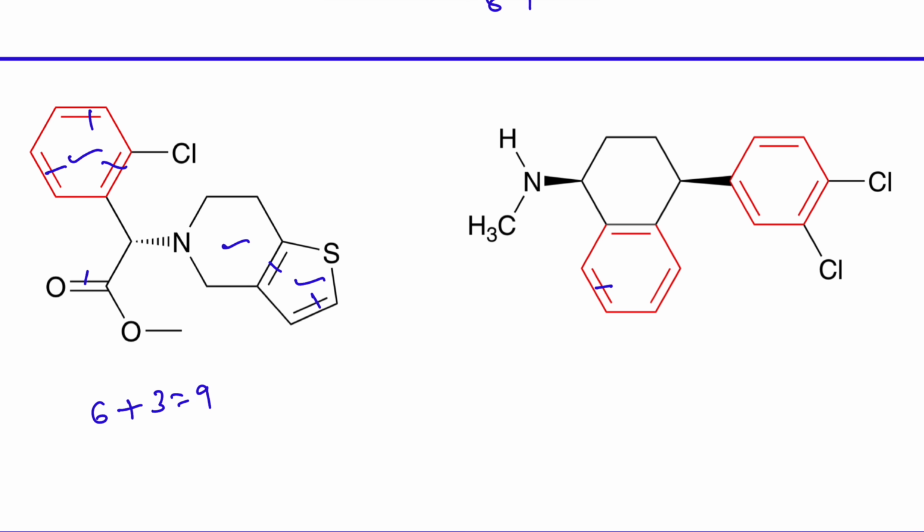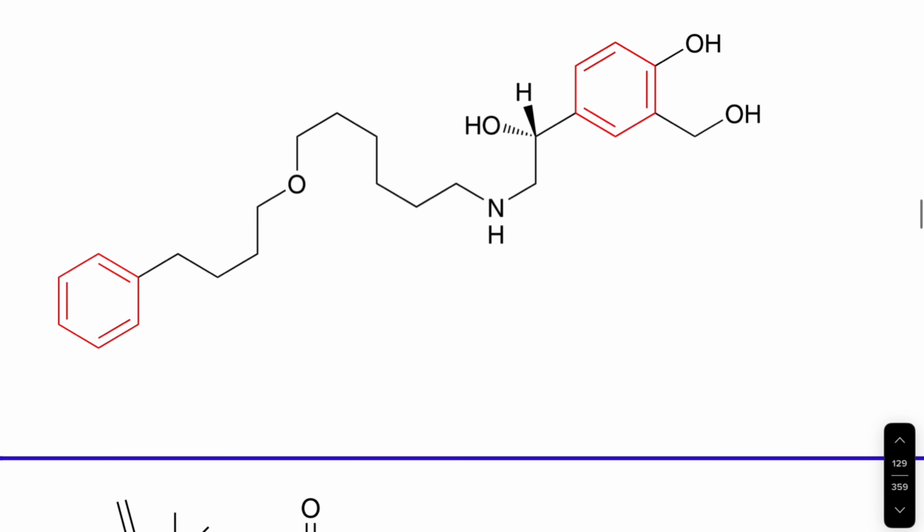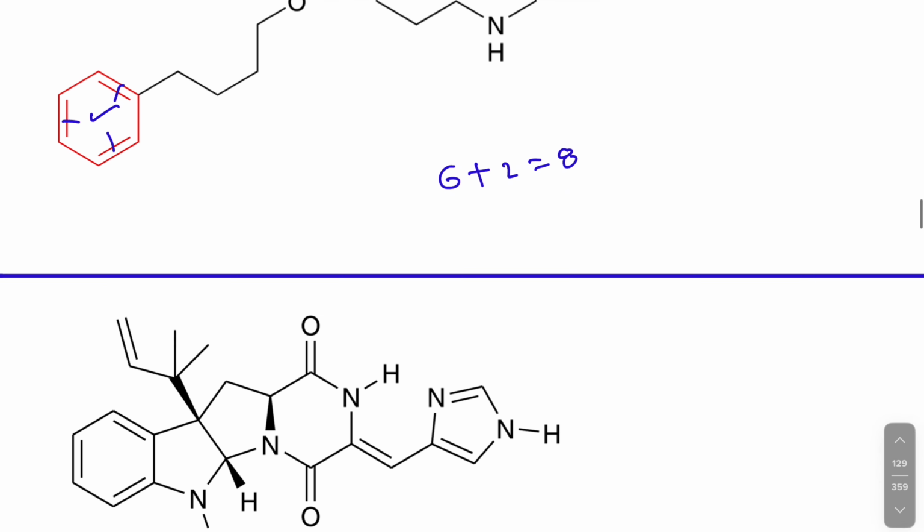And the next example, 1 2 3 4 5 6, so that is 6. And number of rings, pi bonds 6, number of rings 3 rings, so the degree of unsaturation will be 9. And in the next example, 1 2 3 4 5 6 pi bonds, there are no invisible pi bonds, here 1, here 1, so that is 6 plus 2, that is 8.